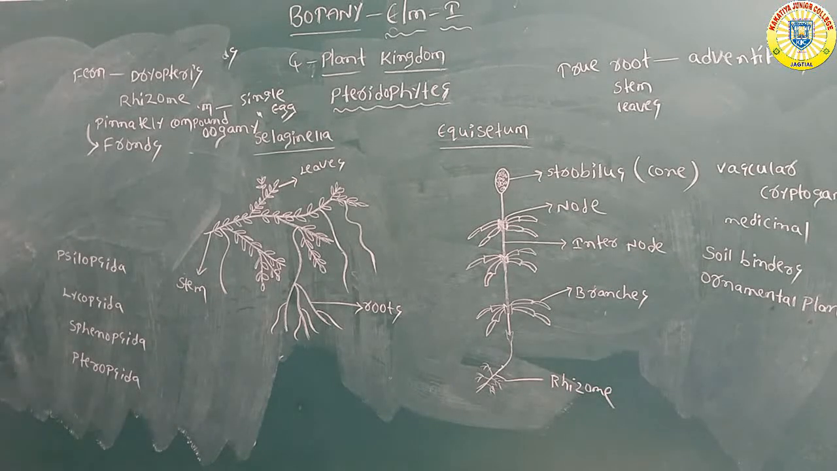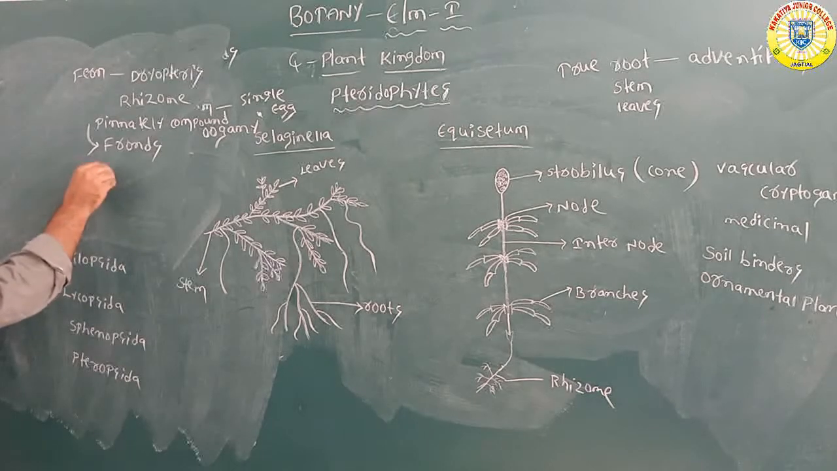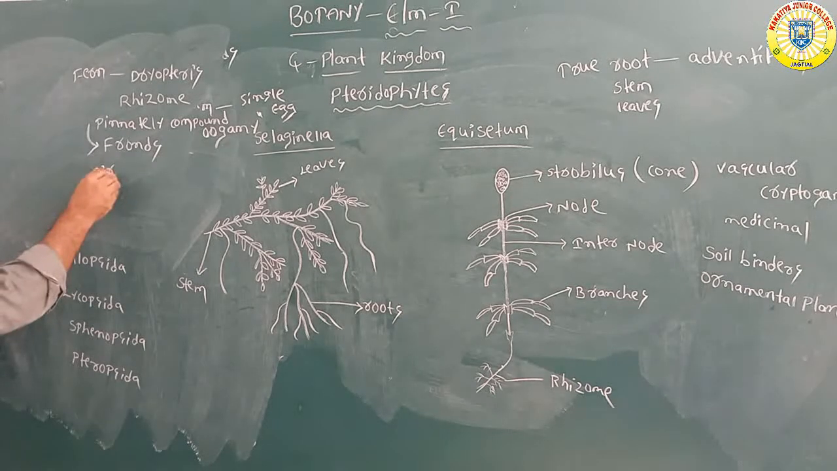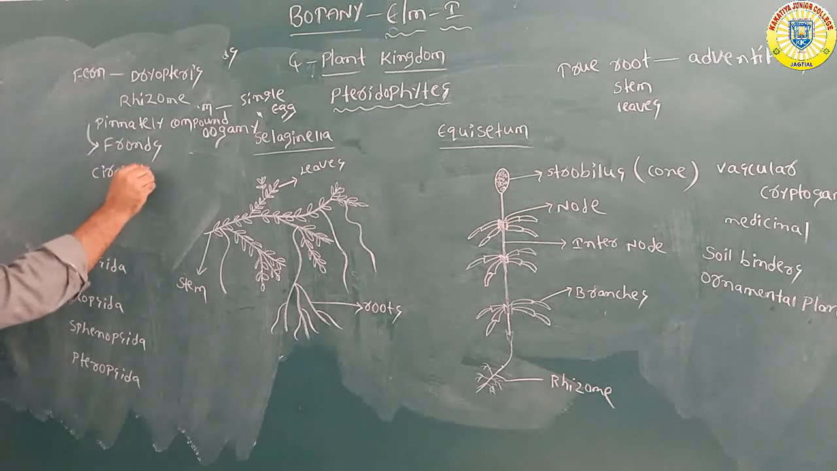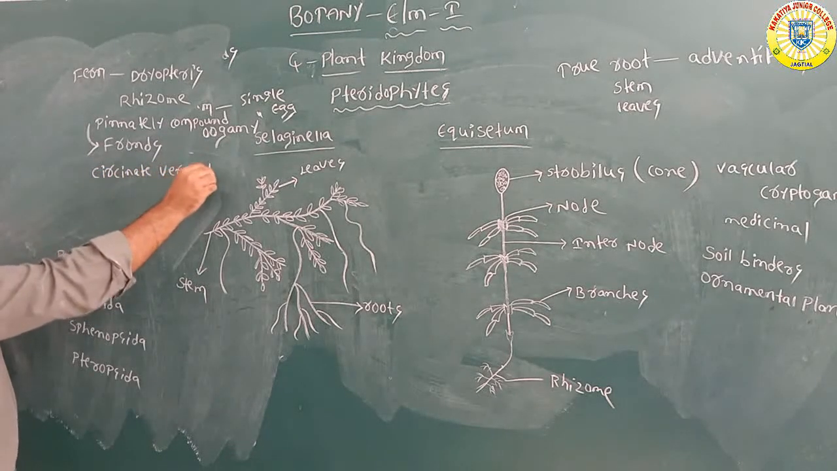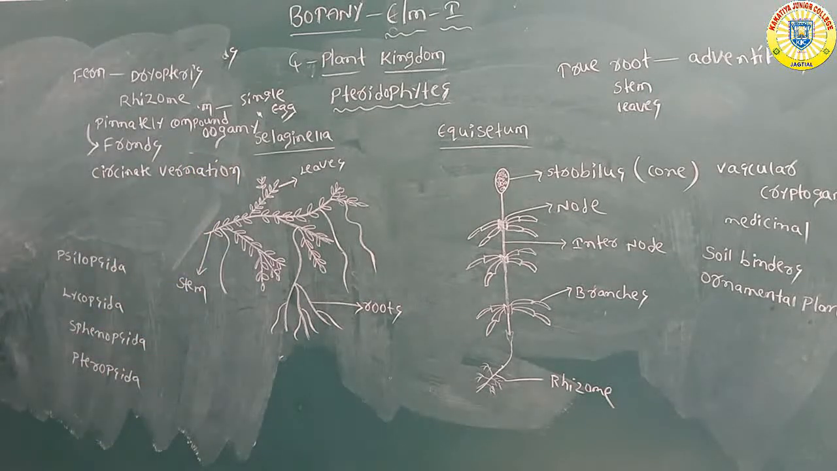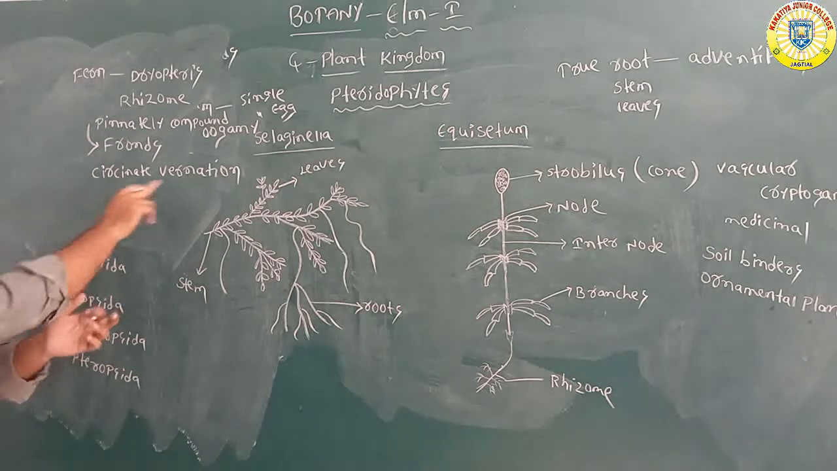And these leaves show an important character called circinate vernation. But what is circinate vernation? The young leaves coil from tip to base. The young leaves coil from the tip downward. That is called circinate vernation.